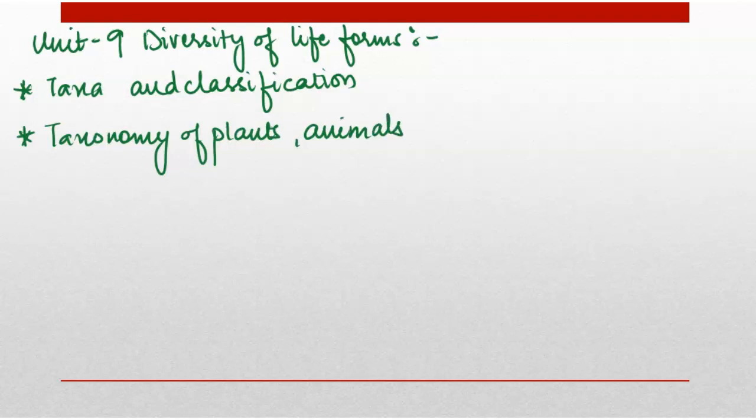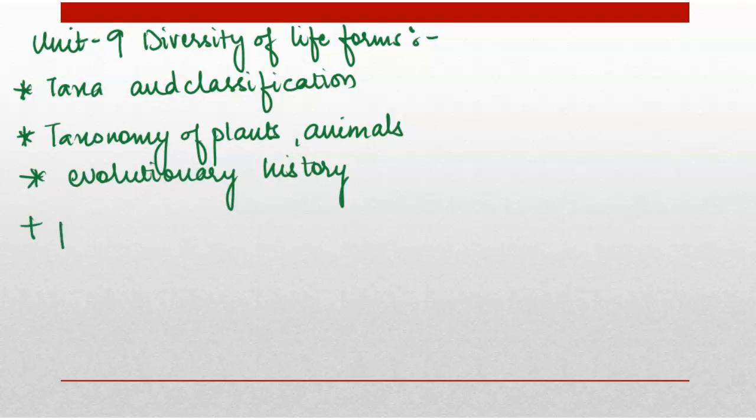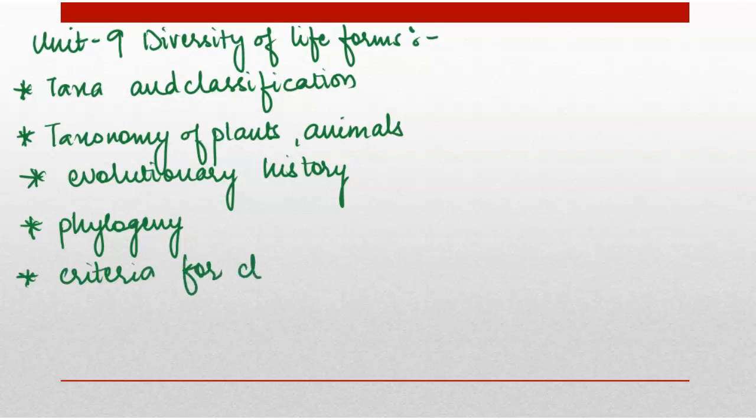Then we have evolutionary history. Phylogeny, important. And criteria of classification. I suggest these 5 topics from this unit. So these are from Unit 9, Diversity of Life Forms.